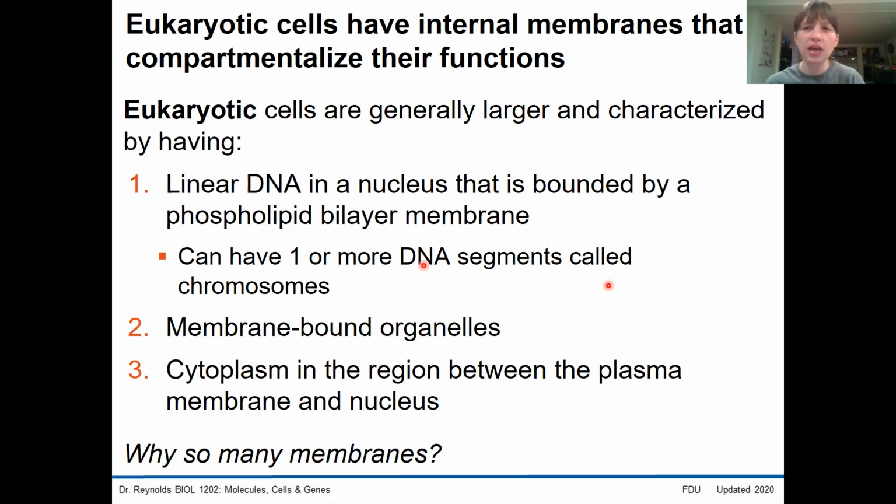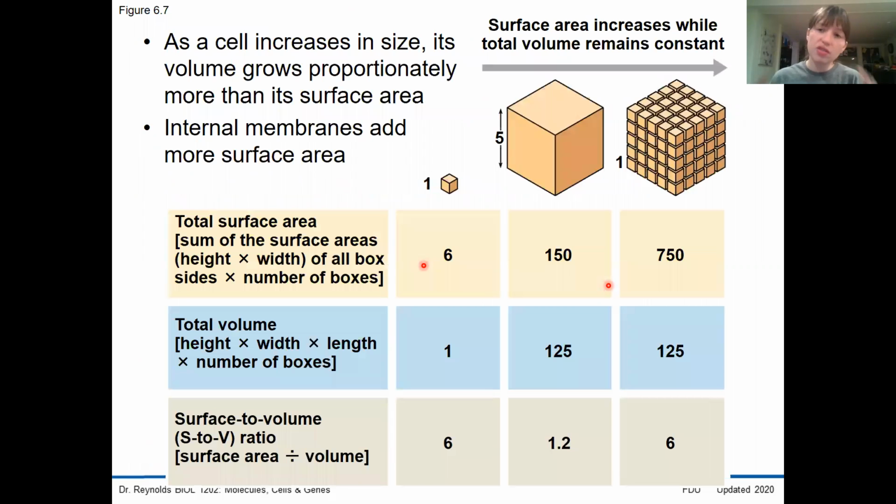So why do we care so much about the fact that eukaryotes have all these extra membranes? And quite frankly, why evolve this extra level of complexity? Well, when you subdivide a cell by using additional membranes, what you do is you actually increase the surface area of those membranes.